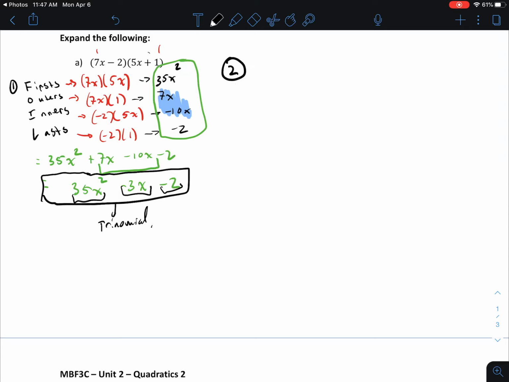Now, your second method is what I like to call the rainbow. I could probably fit this down here. I'm going to save this space. And it's very, very similar to the FOIL method. Okay, so all I'm going to do here, I'm going to rewrite the question. I'm going to give myself a little space. The title. 7x minus 2, and I'm going to multiply that against 5x plus 1.